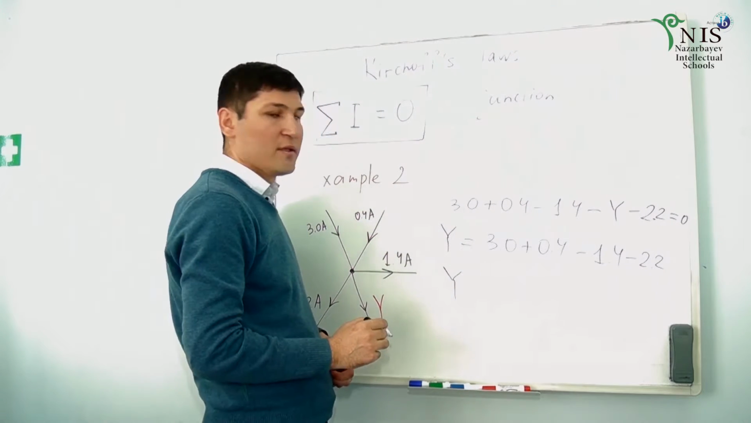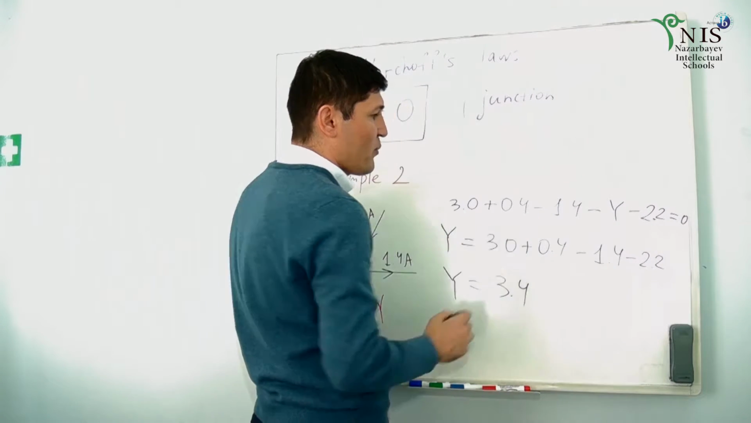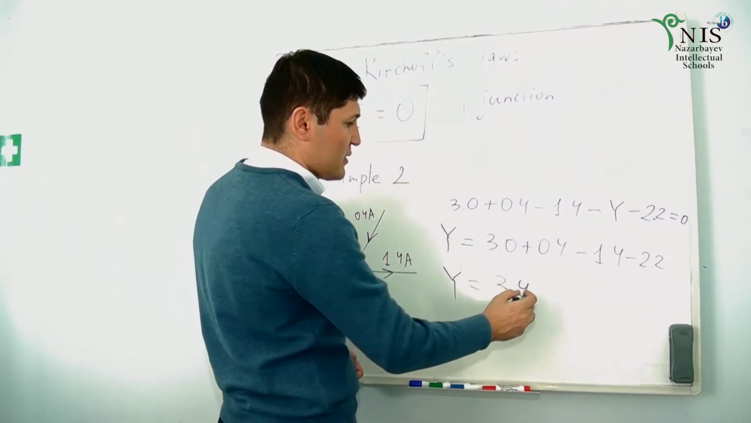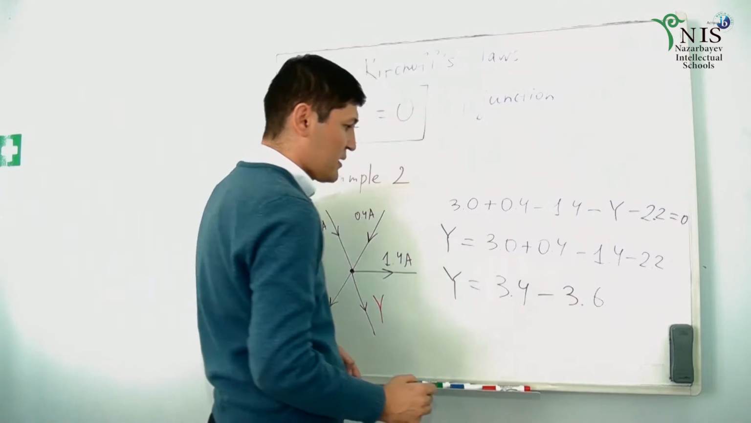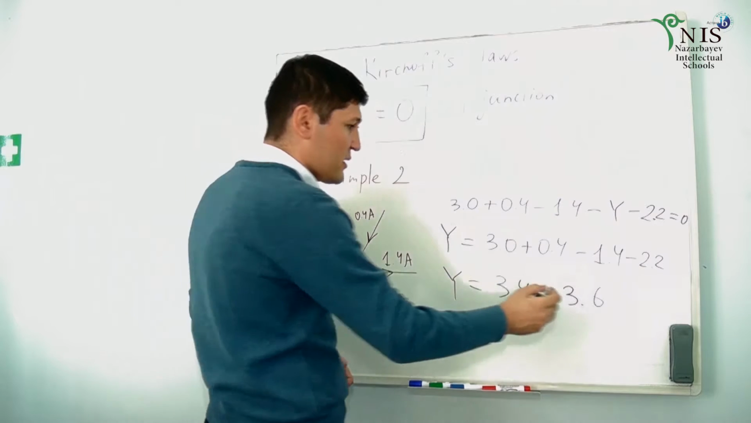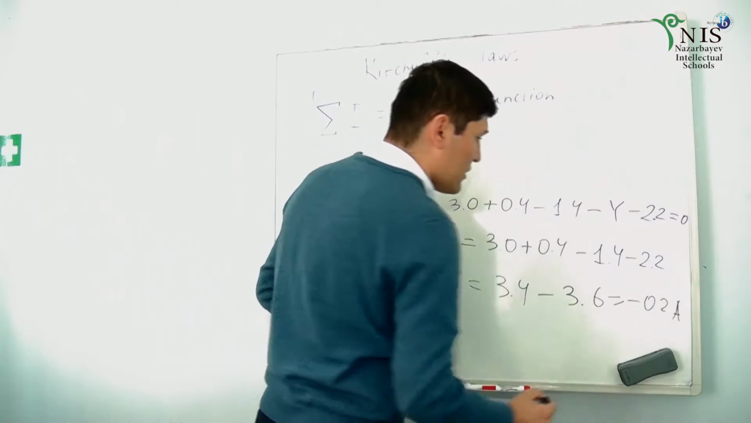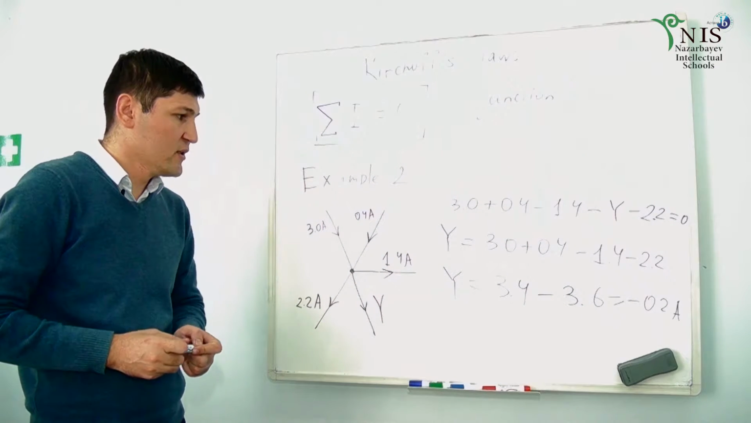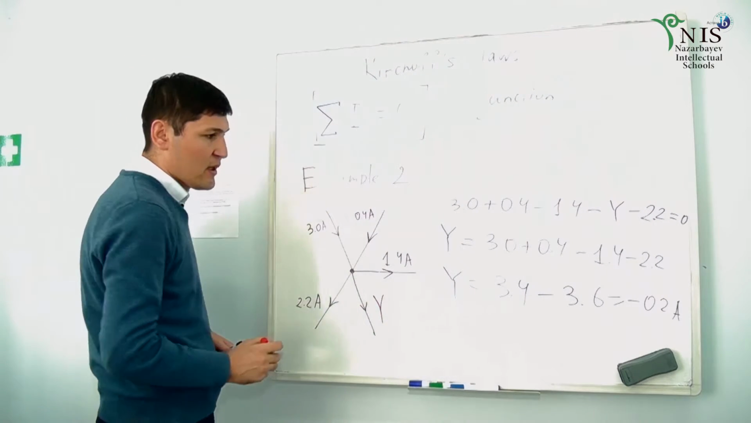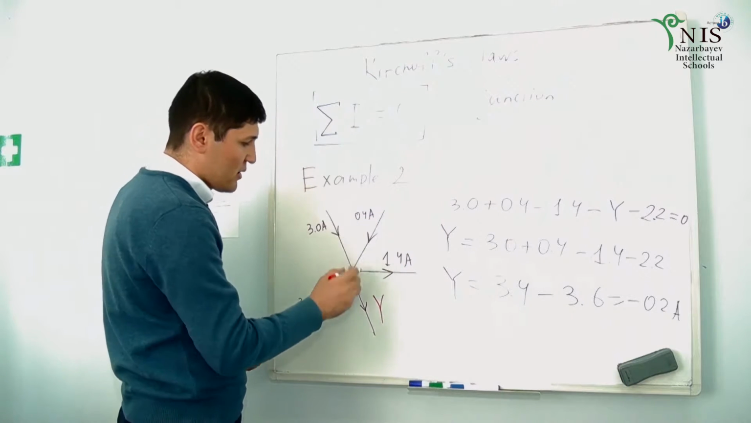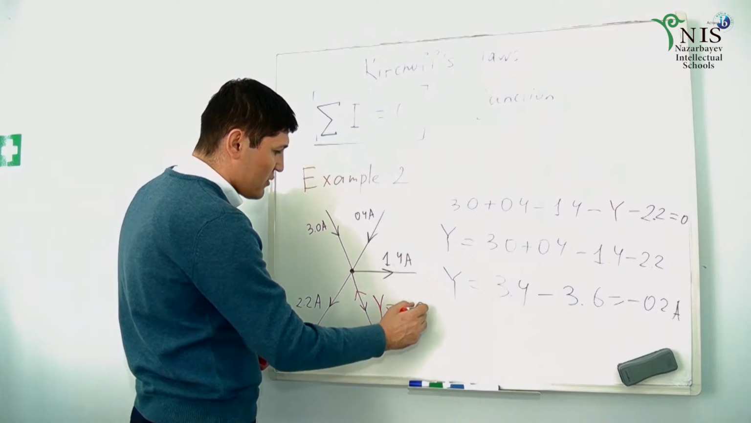3.0 plus 0.4 is 3.4. Negative 1.4 minus 2.2 is negative 3.6. So 3.4 minus 3.6 is negative 0.2 amperes. So we have a negative sign here, 0.2 amperes, which means we chose the direction incorrectly initially. Actually, it means the 0.2 current must be going into the junction.